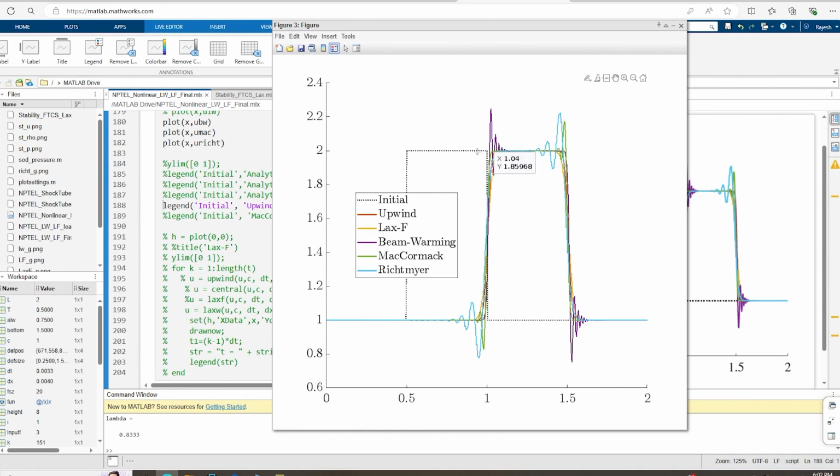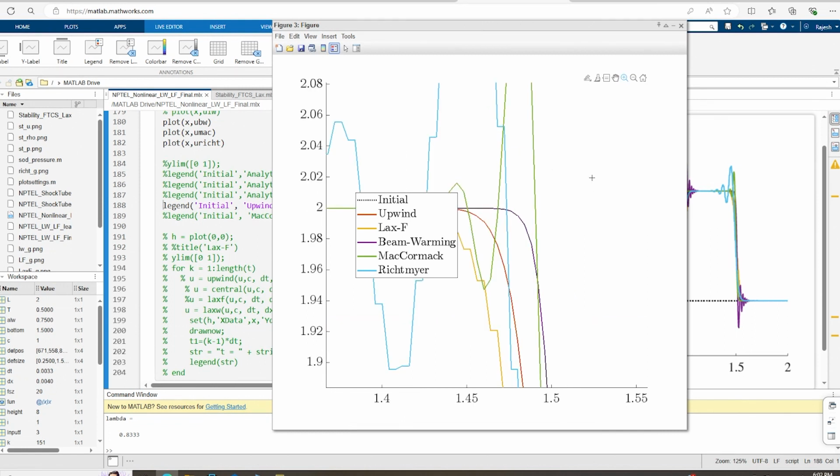The upwind has got some dissipation. Maybe I can make it slightly bigger. So, upwind has got dissipation, Beam-Warming has less dissipation than that, and Lax-Friedrichs has even more dissipation, the yellow line that you can see here. The others are predicting better, but they have got oscillations. So, they have got dispersion error.